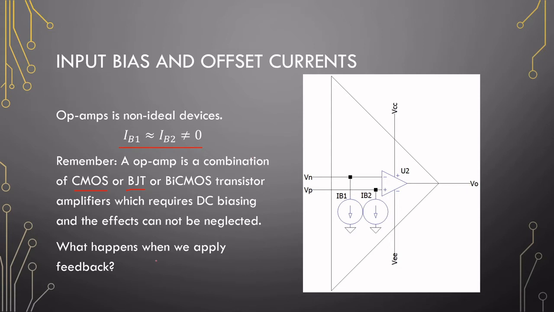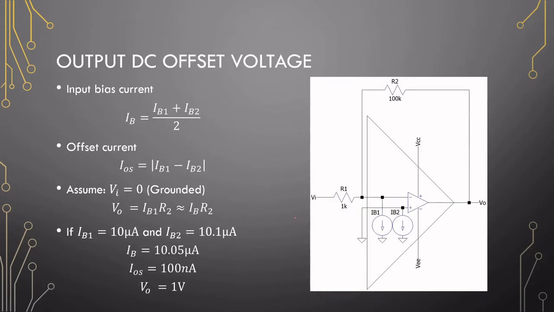So what happens if we apply feedback to our system or put this in an inverting configuration? So, before I get started with that, a couple of definitions. Input bias current, if you find this in a data sheet, this is the average between these two currents. So IB is the one that you'll typically use in your calculations. The offset current is the difference between these two currents. So that slight difference that you get is the offset current.